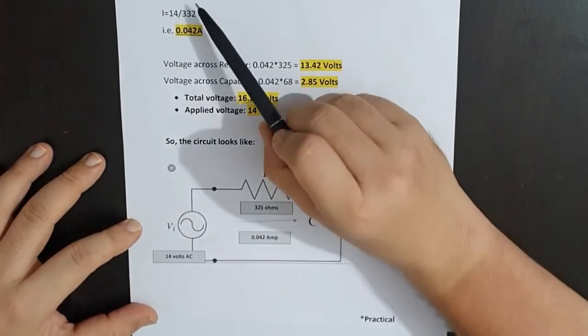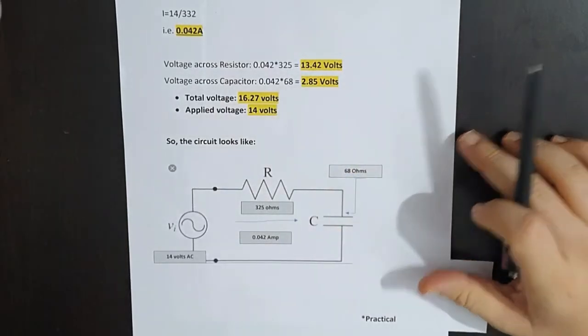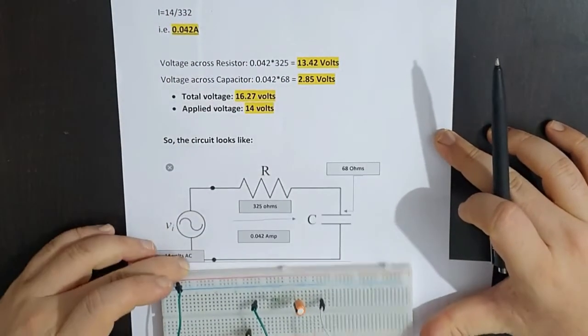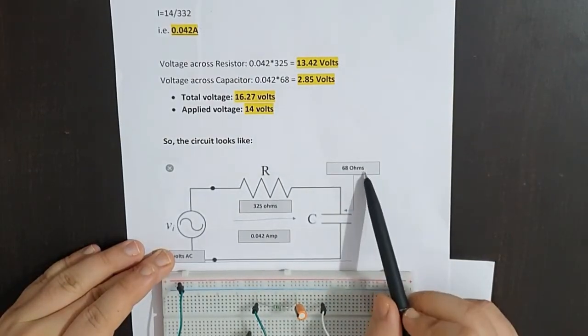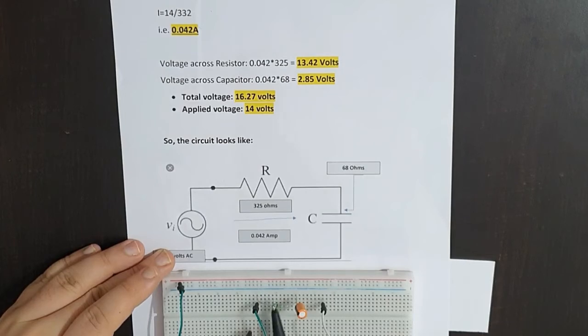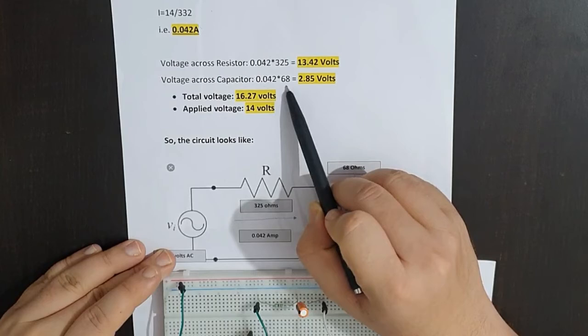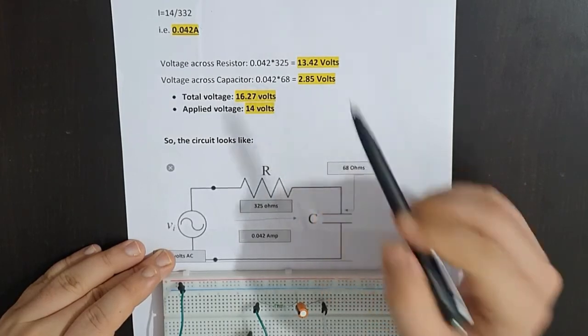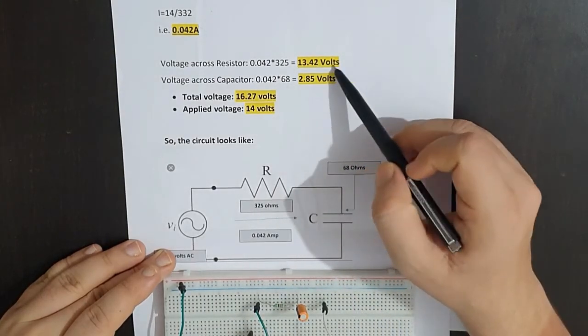Now we calculate the value of VR. So what is the current coming out? 0.042 ampere. So in this circuit, the resistance is 325 ohm. The capacitor is 68 ohms. Now what is the voltage across the capacitor? We have calculated it. It would be the current flowing into the impedance of the capacitor, 2.85 volts. So if I put a multimeter here and see, it will come to close to 2.85 volts, and when I connect the multimeter here, you will get a value close to 13.42 volts.